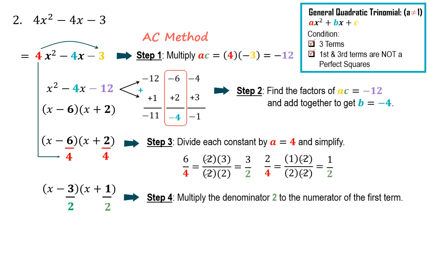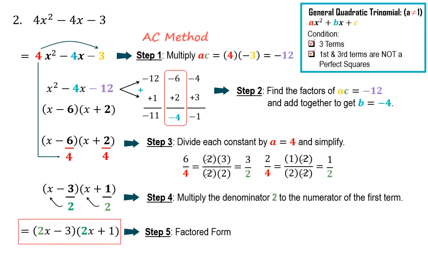Now, yung step number 4, we're gonna multiply 2 doon sa numerator ng first term natin. Multiply mo lang yung 2 doon sa unang term natin, sa x. So, that would give us quantity 2x minus 3 times quantity 2x plus 1. So, therefore, this would be our factored form for example number 2.